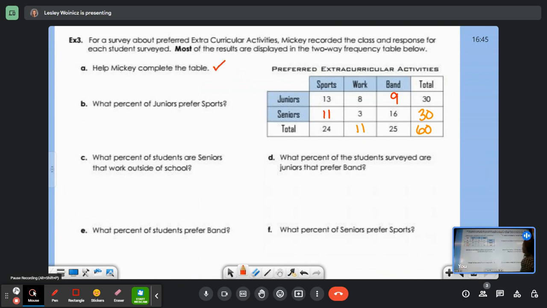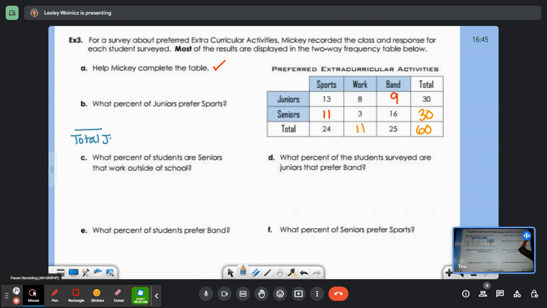Check. What percent of juniors prefer sports? Okay, so we're going to do our tricks from last time. We're only looking at the juniors. We do not care about the seniors right now. So of the juniors, there are 30 total. So we want to divide by the total juniors. Okay, and then I'm just going to say J. That was a lot of writing.